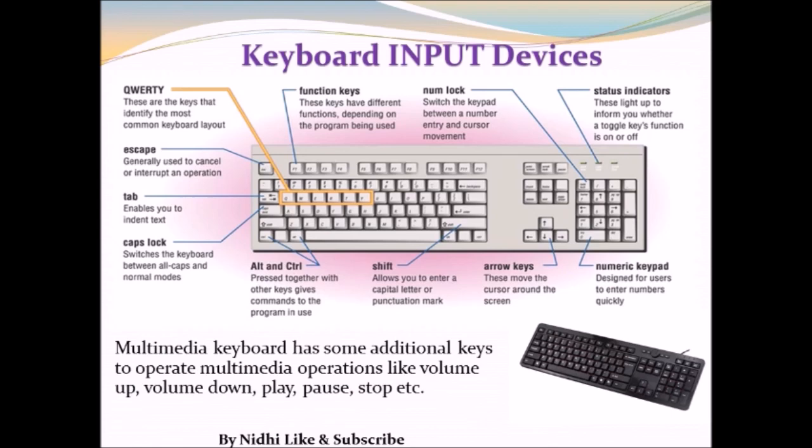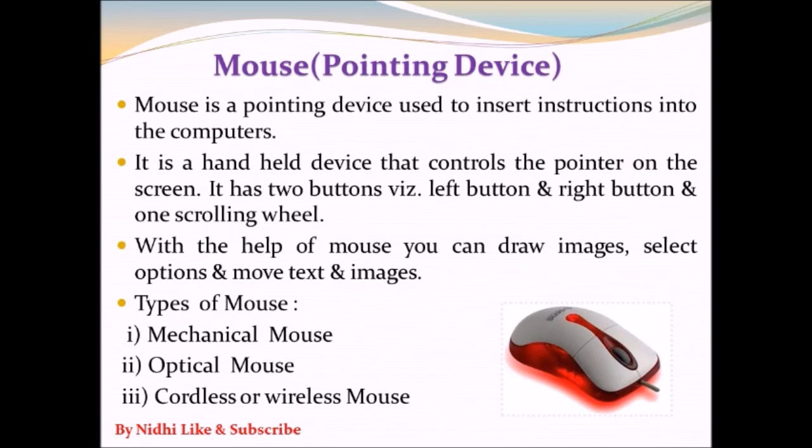Next category of input device is the mouse. A mouse is a pointing device that is used for giving input. It is a handheld device that controls the pointer on the screen. It has 2 buttons, a left button and a right button, and in the center you will find a scroll wheel. Okay, so it is used to insert instructions into the computer.